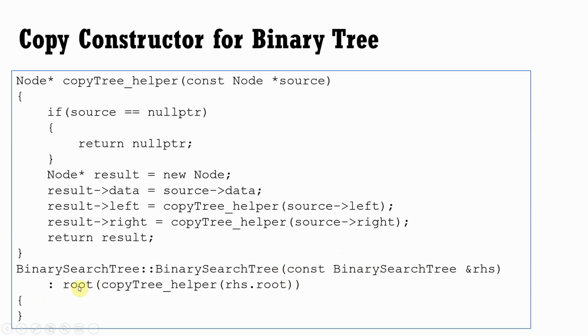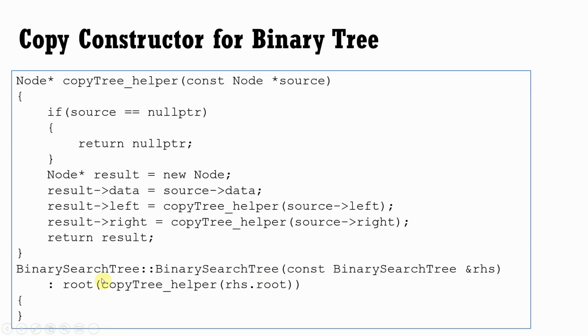We initialize the root. This is the initialization list of this constructor. I'm not sure if you've seen this in your previous courses, but this is the same as saying root is equal to the copy tree helper of rhs.root. So we are calling this function, right? It goes here, this is the helper function for this binary search tree copy constructor.